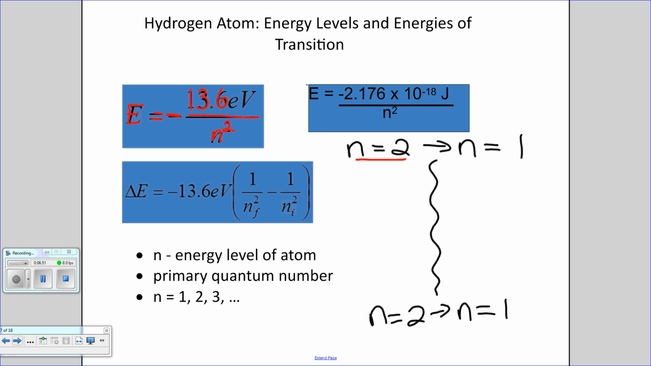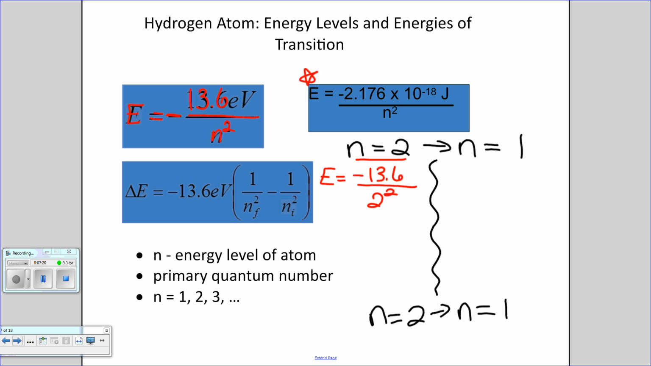If we were in joules, we'd use this one right here, 2.176 times 10 to the negative 18th. All right, electrovolts versus joules. I'm just going to stick in electrovolts because 13.6 is a lot prettier number than 2.176 times 10 to the negative 18th. So I like the pretty one. So we're going to stick in electrovolts for now. So E is equal to negative 13.6 divided by n squared. So divided by 2 squared.